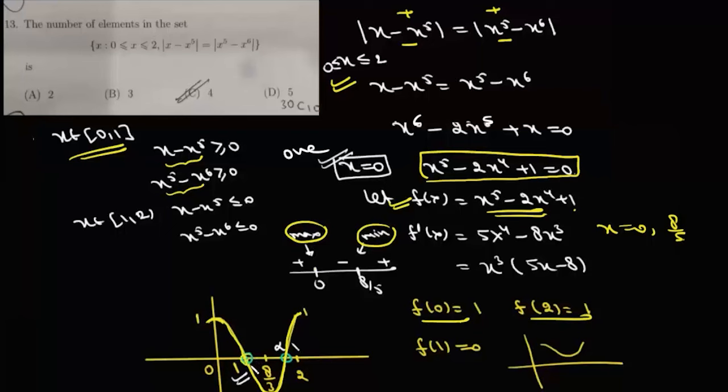So one of the roots is 1 and the other root is alpha. So there are three roots of this equation, 0, 1 and alpha, where this alpha lies between 8 by 5 and 2. So the number of roots of this equation will be simply 3, and that's your option B.